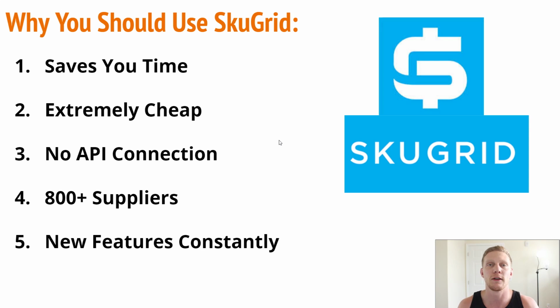Number three, there's no API connection. There's multiple ways to do this with Sku Grid. There's four different types of repricing that Sku Grid does offer. And basically, two of them are going to be non-API connections. So what is the API?